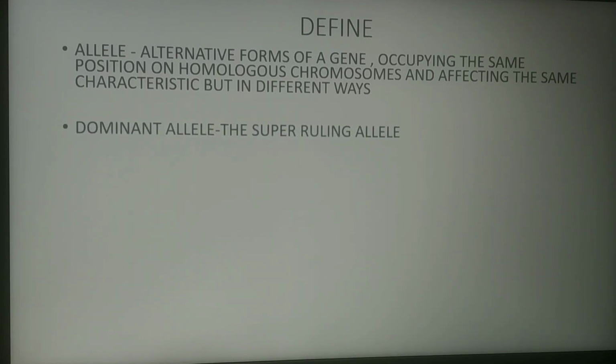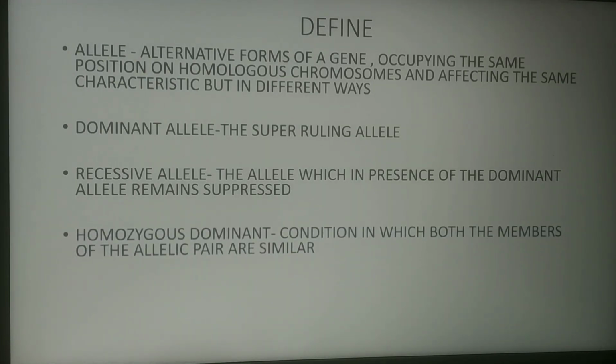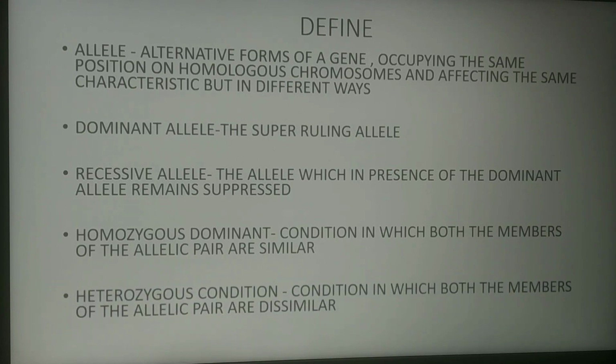Dominant allele, the superruling allele is called the dominant allele. Recessive allele, the allele which in presence of the dominant allele remains suppressed. Homozygous condition, in which both the members of the allelic pair are similar. Capital T T or small t t, capital T T is the homozygous dominant condition. Heterozygous condition is a condition in which both the members of the allelic pair are dissimilar.